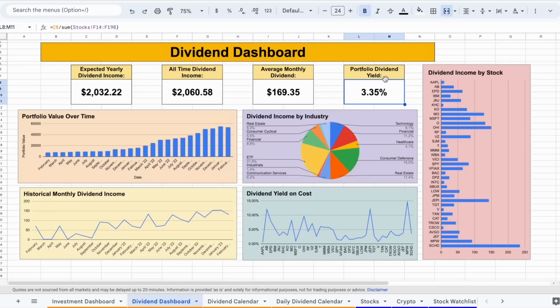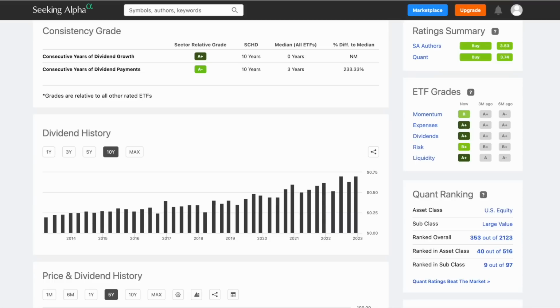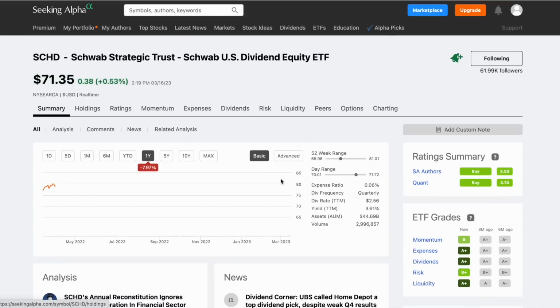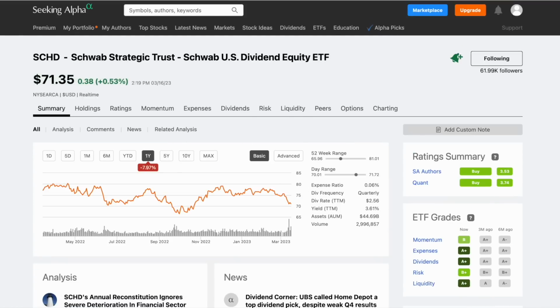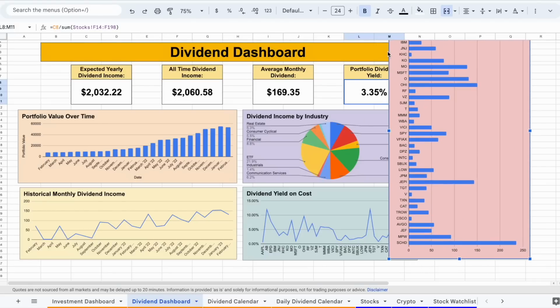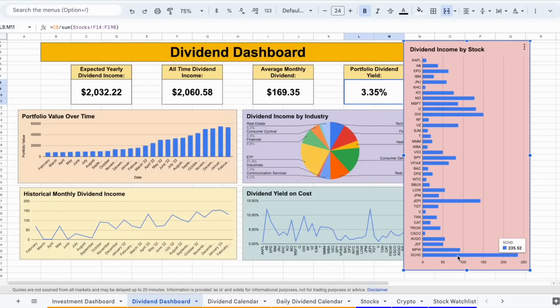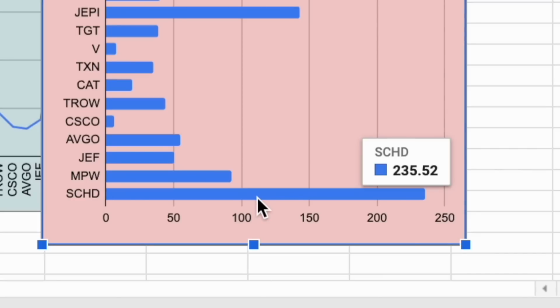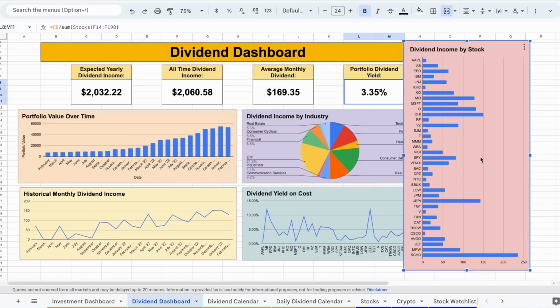Again, I want to get that a little bit closer to 3.5%, and SCHD is definitely helping me with that since they have a starting dividend yield right now of 3.61%. If we come over here, we can see my dividend income by each individual position. SCHD will be paying me $235 every single year, which is more than any of my other positions. So definitely a pretty major move.